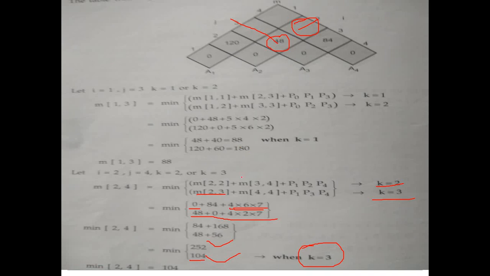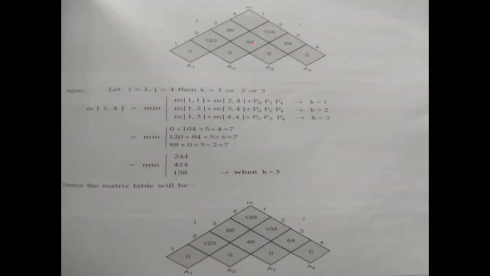Okay, so let's put our results 88 and 104 into our figure. After putting our results we will get this type of figure, 104 and 88. Now the next term, 1, 4, means matrix multiplication of 1, 2, 3 and 4. We are finding the multiplication of our matrices in the form of A1 into A2 into A3 into A4.